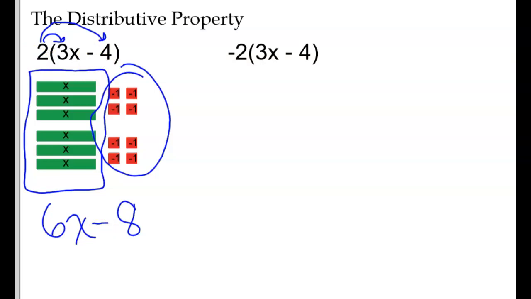But what if it's a negative 2 times the quantity 3x minus 4? I'm going to multiply negative 2 times 3x. That is negative 6x. And again, pay attention to the detail here. Negative 2 times, this is a negative 4. Negative times a negative is a positive. So I'm going to rewrite this as negative 6x plus 8.